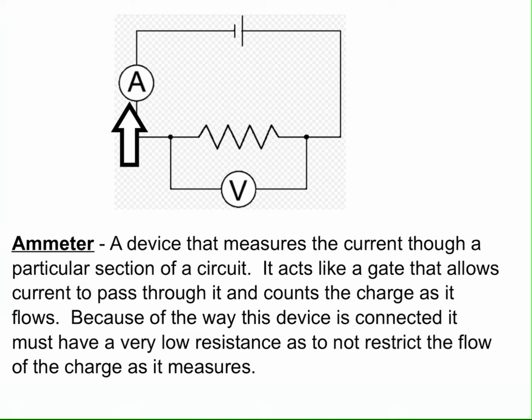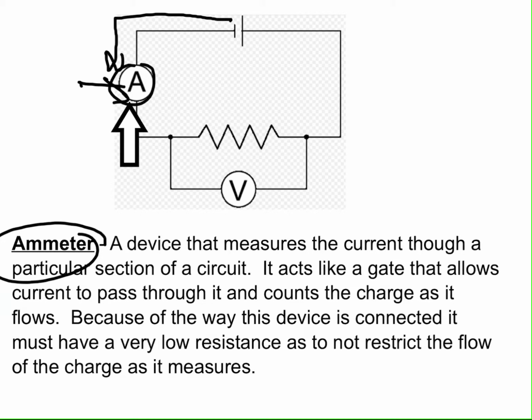So, here we have a picture of a very simple diagram of a circuit. We have a situation where current flows out of here, and it would flow through this guy. This is known as an ammeter. An ammeter is strictly a device that measures the current through a particular section of the circuit.